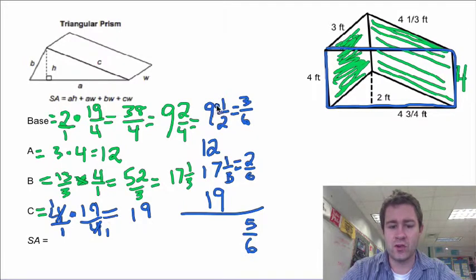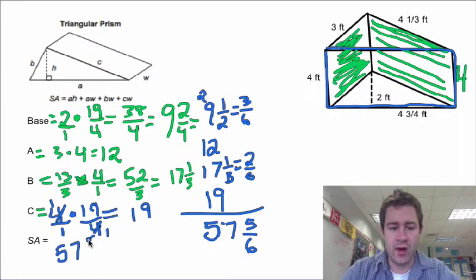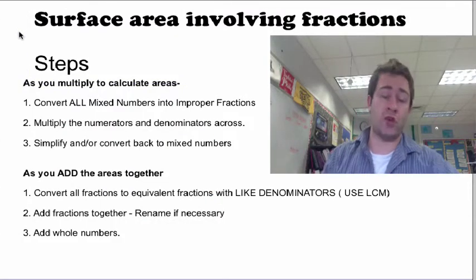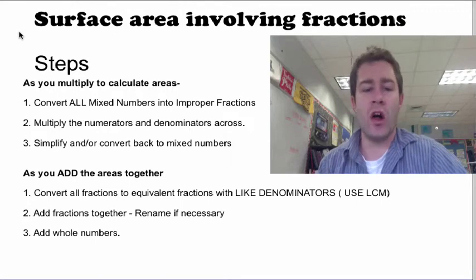Then I add everything as normal. So 9 and 12, that'd be 21. Plus 17 gives me 38. Plus 19 will be 57. So I end up with 57 and 5/6. So let's put in our surface area is 57 and 5/6 feet squared. So in review, the surface area involving fractions.